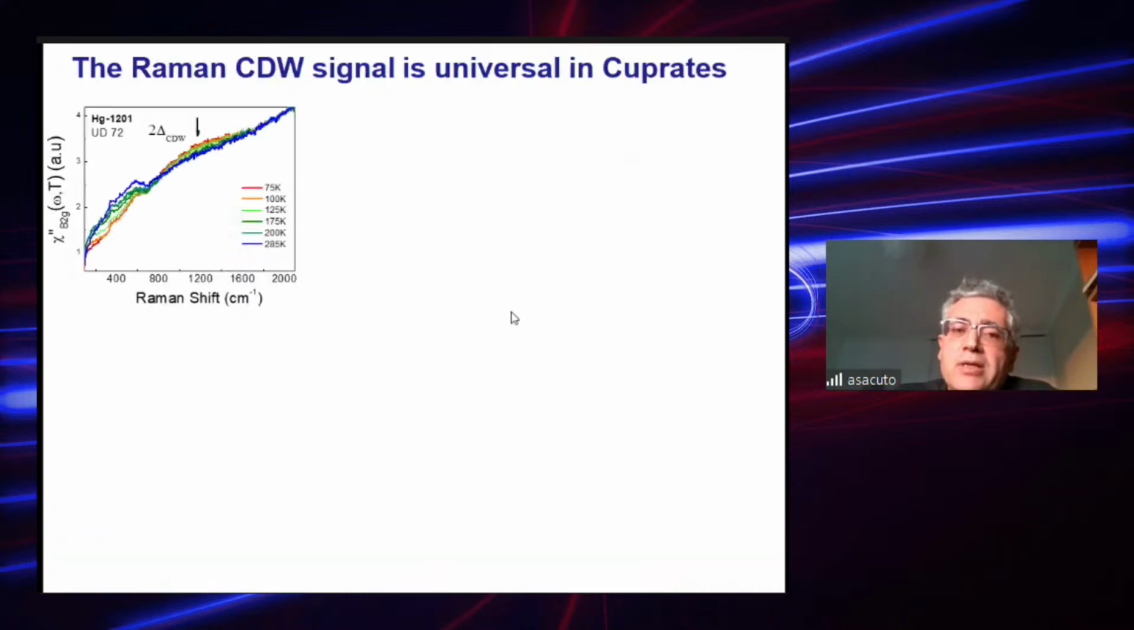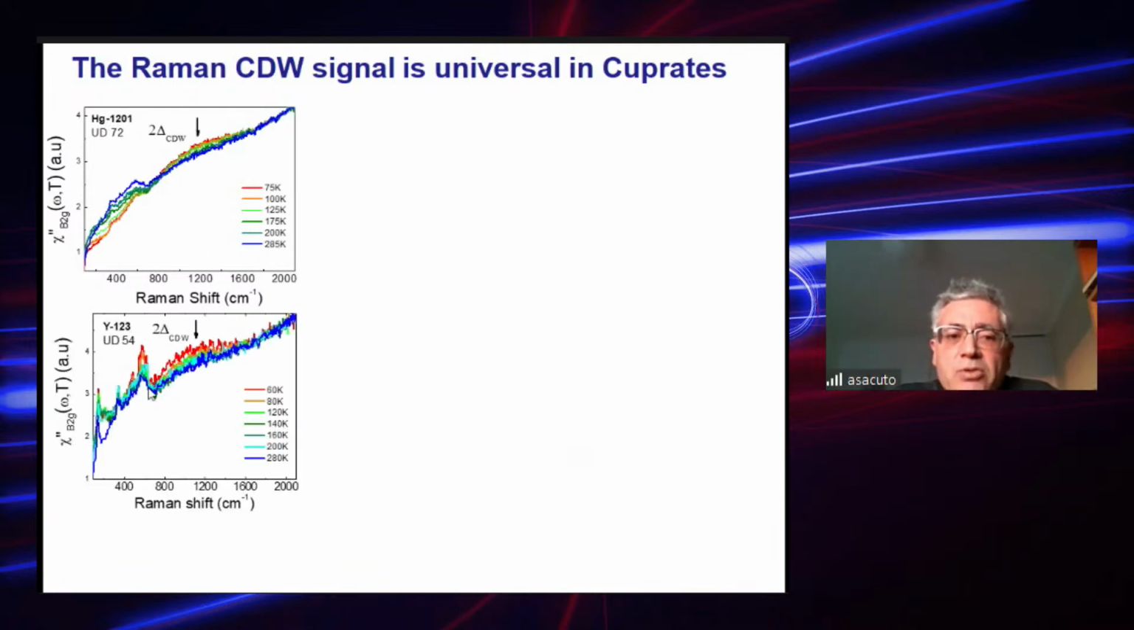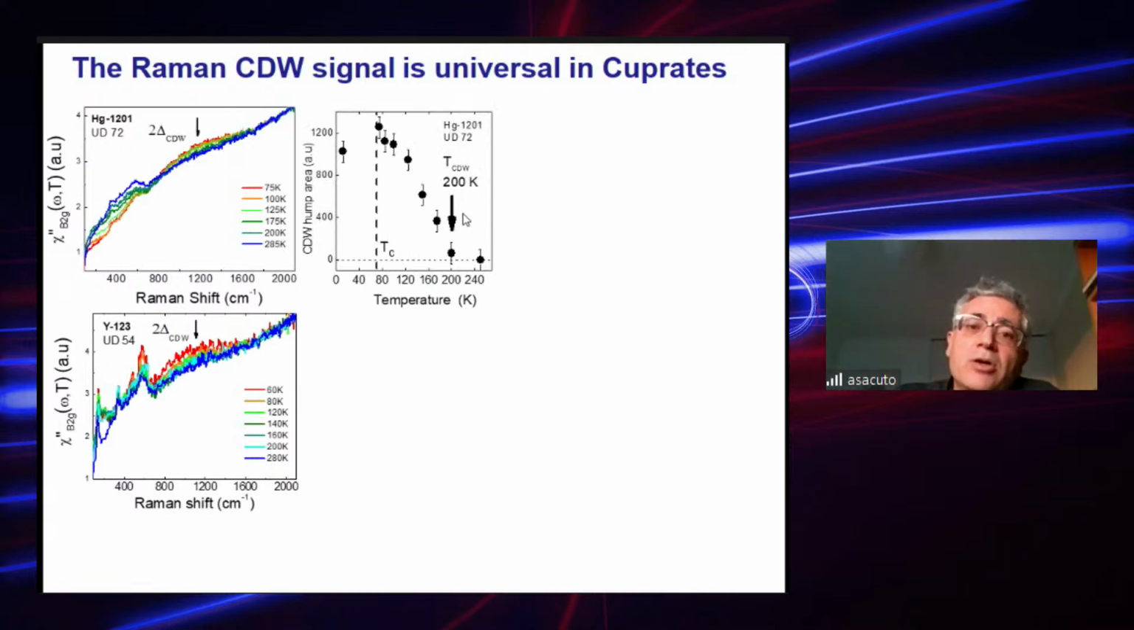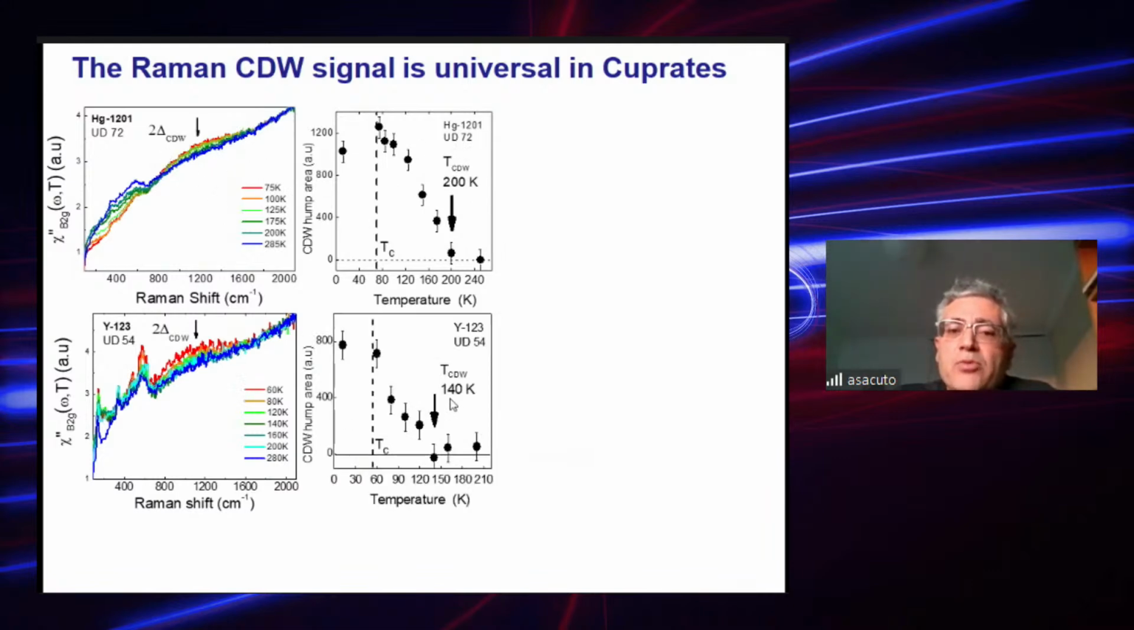So the idea is to take exactly the same sample as the sample which has already been measured by X-ray diffraction. So we get the Mercury 1201 and we detect the hump. We take the YBCO and we detect the hump also. Then as a function of temperature, we can determine the integrated area of this hump and define the collapse of the integrated area to define the transition temperature of the charge density wave. So we find 200 K for this compound, for this specific doping, and here we find 140.